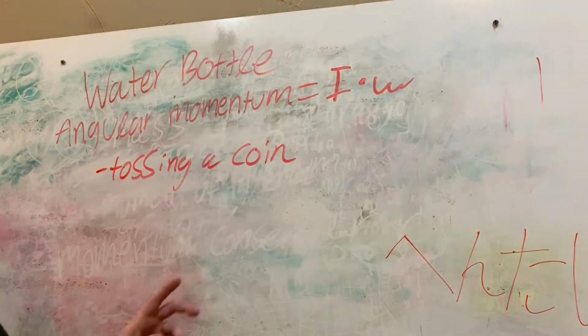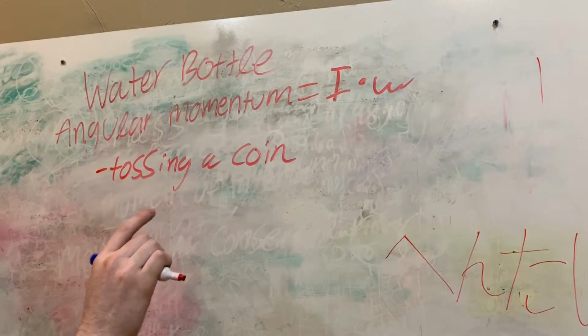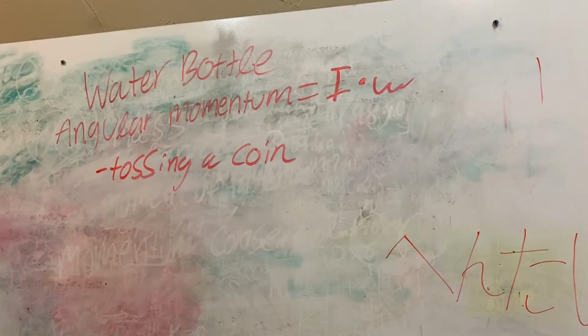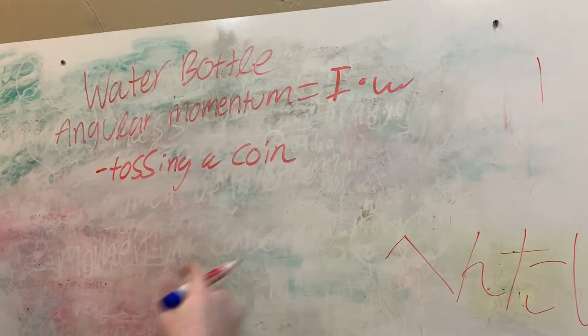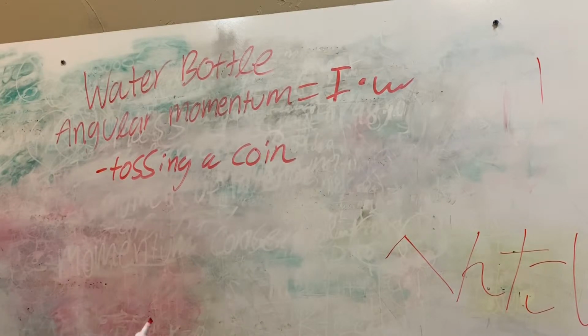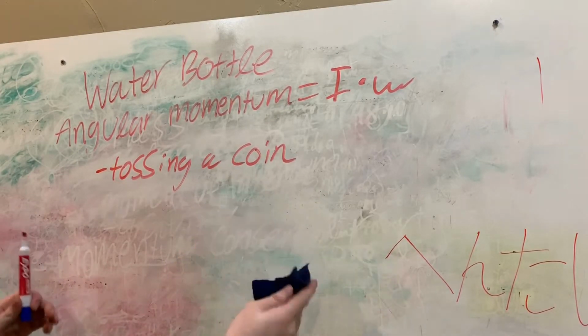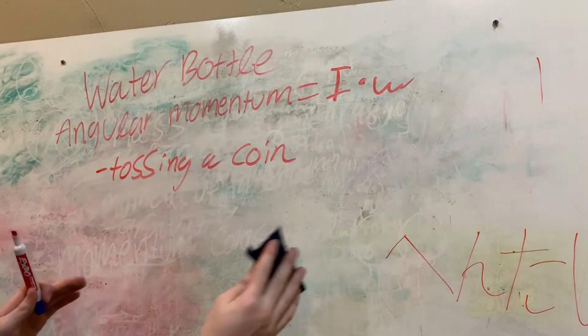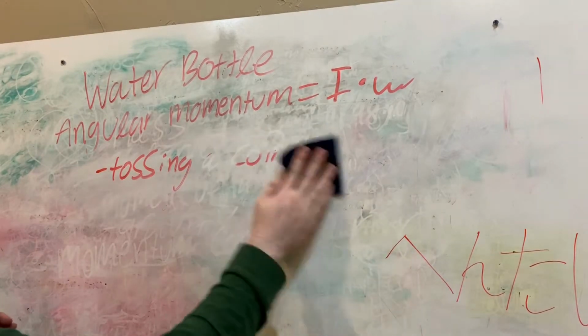Now, a coin does not have moving mass, so therefore its moment of inertia and angular velocity will be constant throughout the whole coin flip, and that is why you can't tell which way it's going to land, heads or tails. The angular momentum is constant no matter how you flip it, because the mass cannot move.